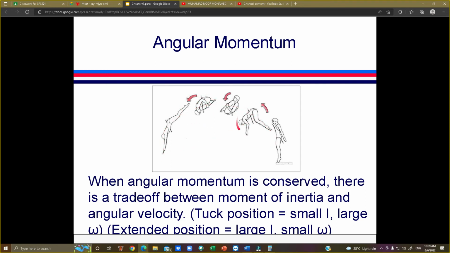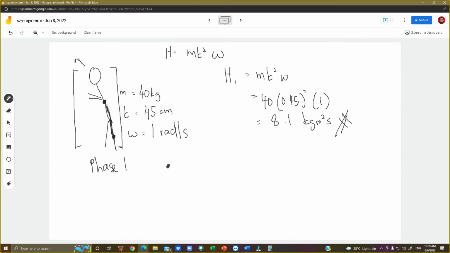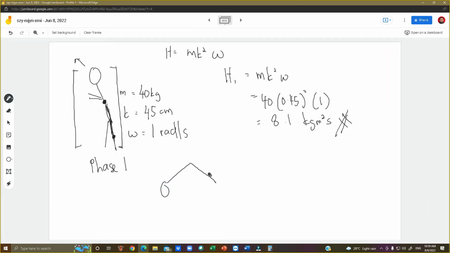Okay, now let's take a look at the second phase. Kita ambil contoh fasa kedua dulu, where we have something like this. Okay, still lagi point yang sama, but now dia punya K dah berbeza. K nombor 2, ni K nombor 1. Let's say K nombor 2 ialah 30 cm. Okay, K2 equals 30 cm.